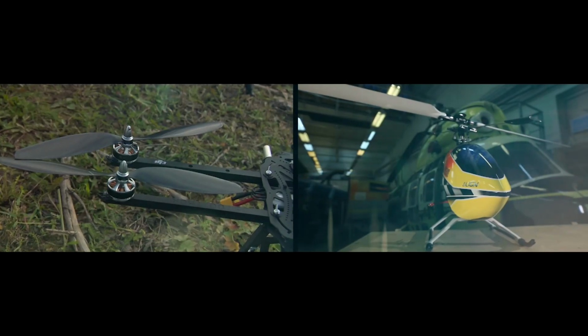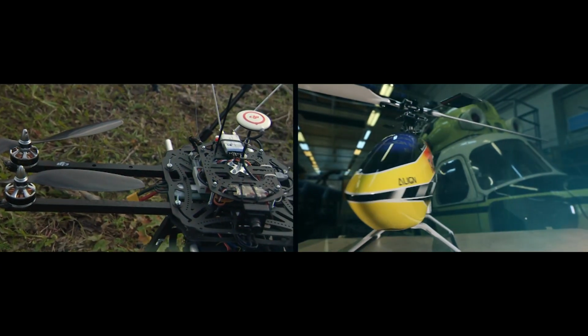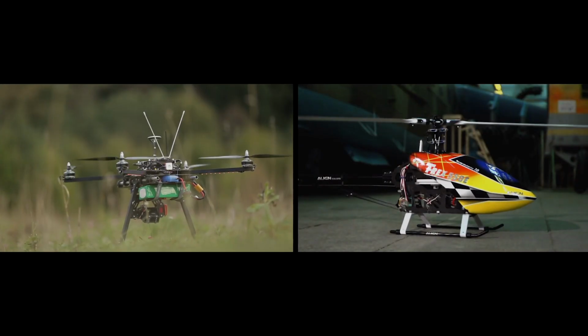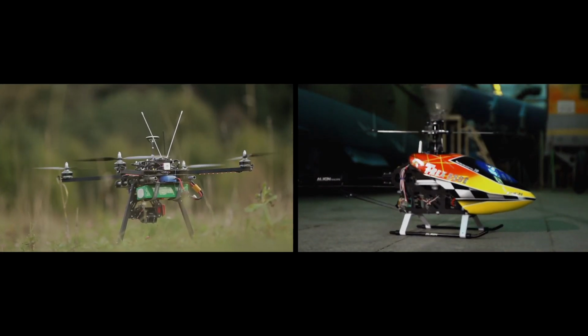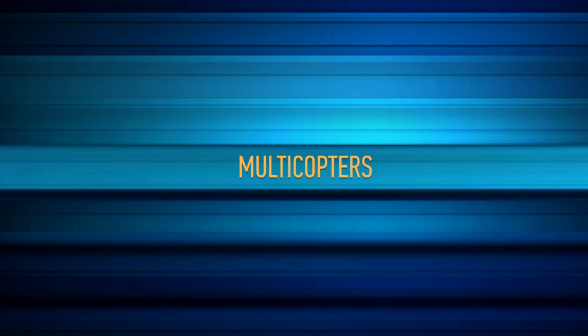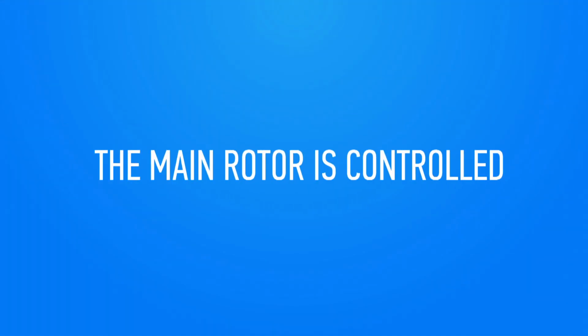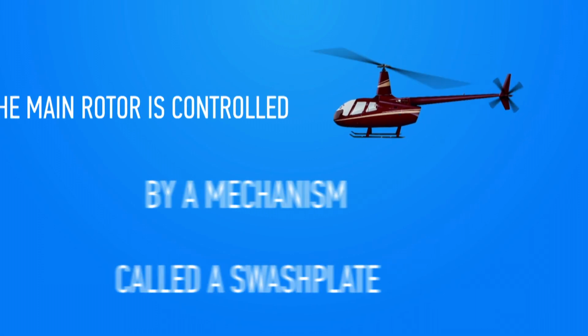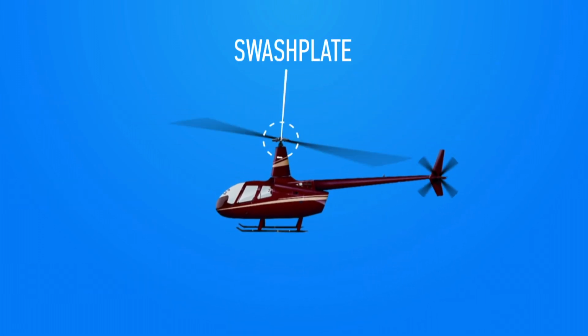But even if you take a small model helicopter of the same size as a multicopter, there will be one fundamental difference, which has, in fact, made drones accessible to everyone. The main rotor is controlled by a mechanism called a swash plate. Here it is in a big aircraft.